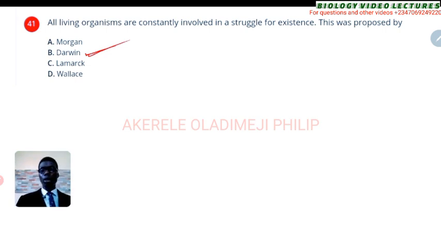Lamarck, Jean Lamarck, you know that one, talked about use and disuse. And Wallace, I'm not sure I got that pronunciation very well. Wallace also, I think it's Alfred Wallace, worked together with Charles Darwin in bringing about natural selection. But Charles Darwin is actually more popular at it, and I think he's the one that worked the most. But Alfred Wallace also played a role in the discovery of natural selection too.